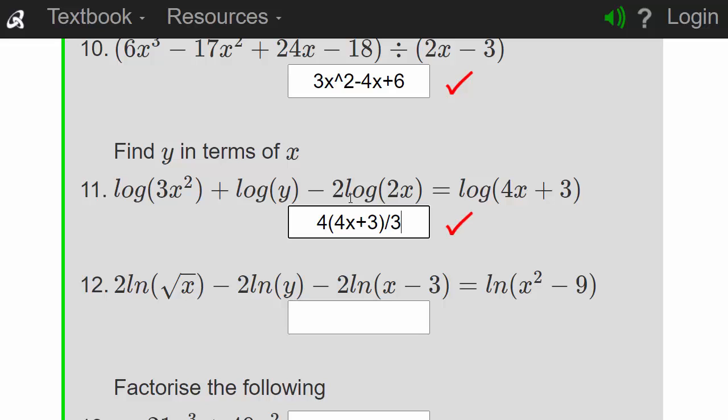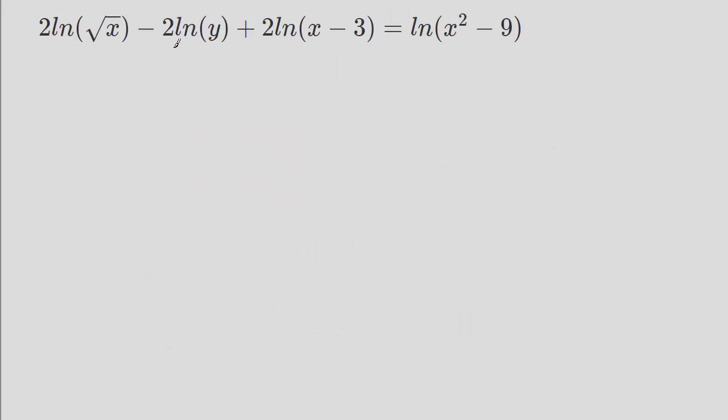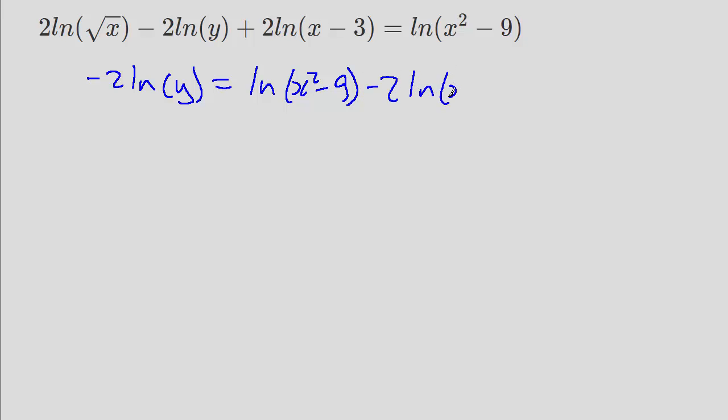Alright, yes we are. Question 12. In this case we're using natural logs, that's to say logs to the base e. So let's start by getting the y term on the left hand side of the equal sign and all of the terms in x on the right hand side of the equal sign. So we're going to get minus 2 log y is equal to log x squared minus 9 minus 2 log x minus 3 minus 2 log square root of x.